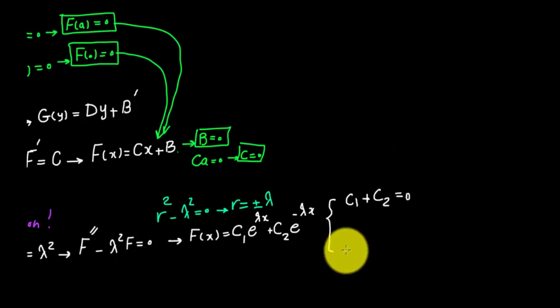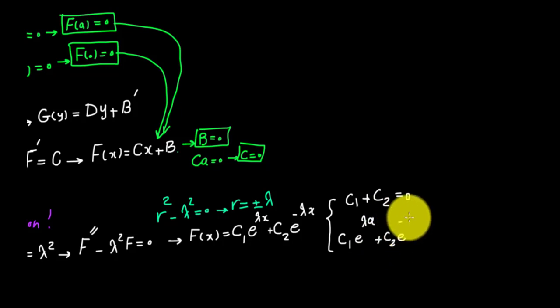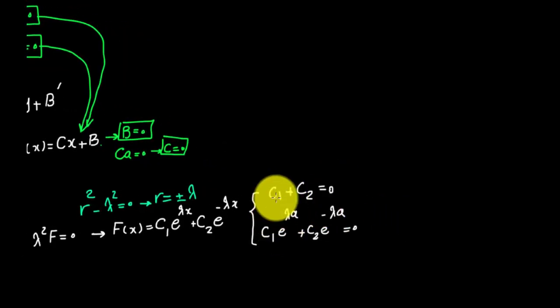So this would be 0. And the second boundary condition is capital F of A equal to 0. So if you plug x equals A, that gives C1 e to the lambda A plus C2 e to the negative lambda A equal to 0. We are dealing with two linearly independent equations. They are linear equations.